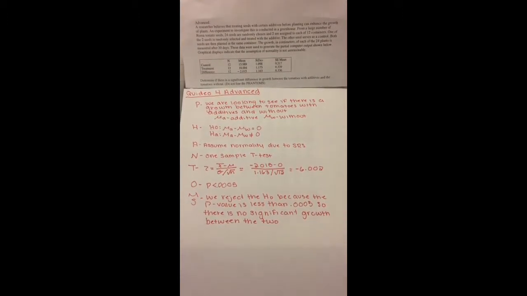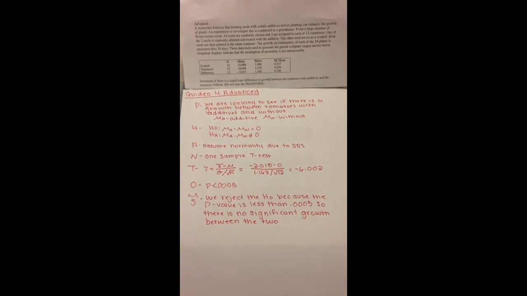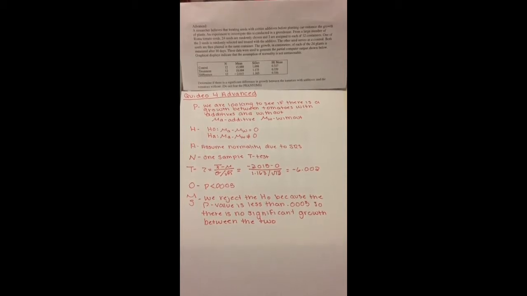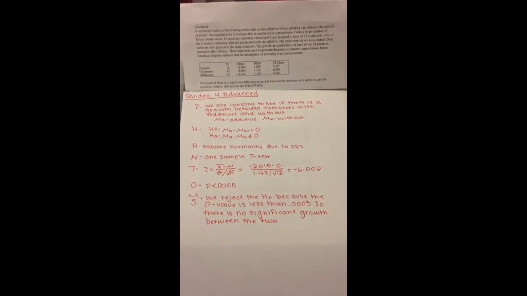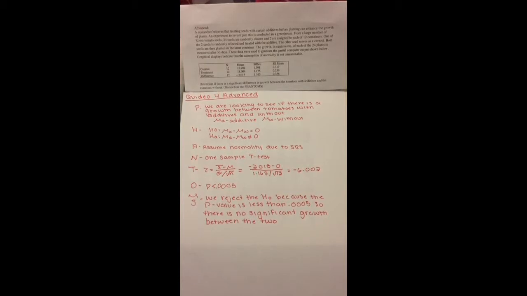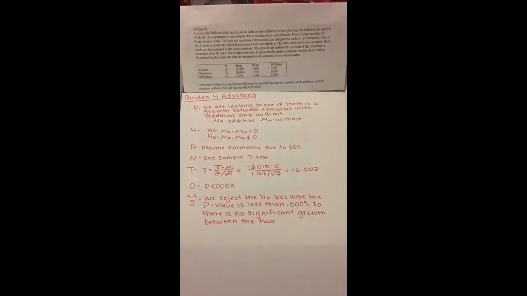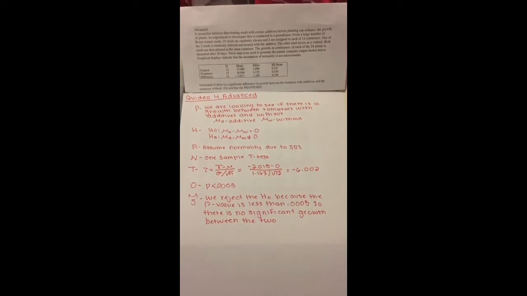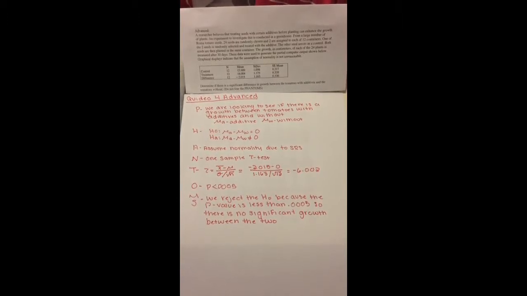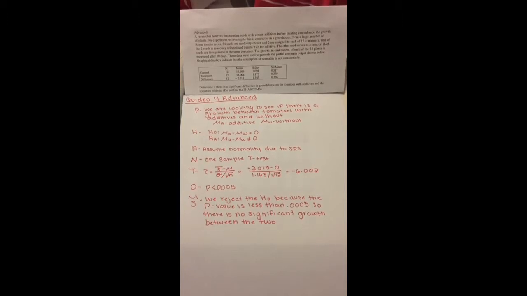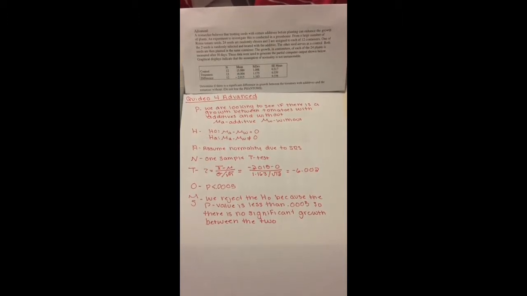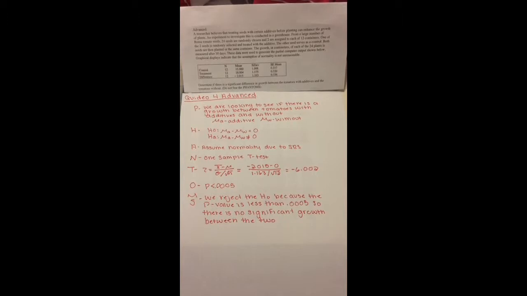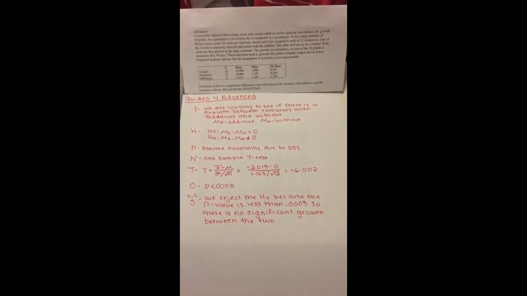For this problem, we're going to use the four-step process. So, P is your parameter again. We're looking to see if there's a growth difference between tomatoes with additives and without. Mu A we're going to label as the ones with additive, and mu W we're going to use for without. So for the hypotheses, our H0 is the mean of the additives minus the mean of those without equals 0, and the HA is that they do not equal 0. For the assumptions, we assume normality due to the SRS.